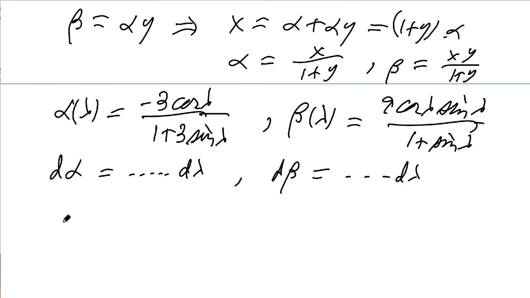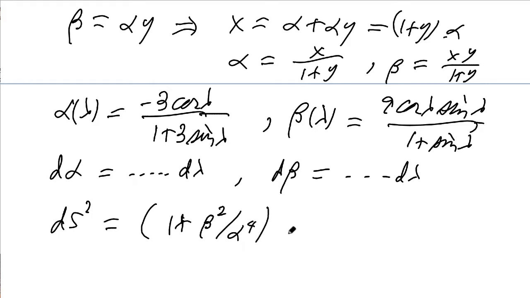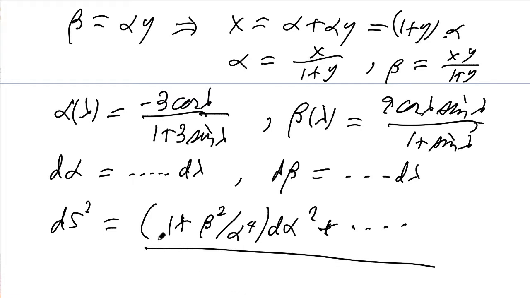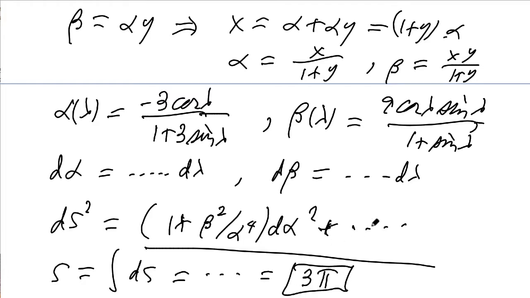Now insert these results into the line element. If I remember correctly, the line element in terms of alpha beta coordinates was something like 1 plus beta squared over alpha to the 4th d alpha squared, and so forth. Okay, we can insert these expressions for alpha, beta, d alpha, and d beta into the line element, take the square root of both sides and then integrate. I'll leave it to you to fill in all the details, but the answer you should get, of course, is 3 pi.